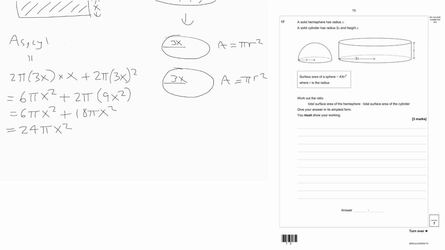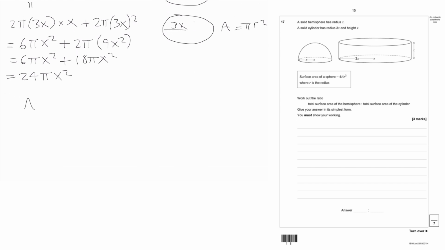So if we now compare the two, we have the surface area of the hemisphere compared to the surface area of the cylinder, we have 3 pi x squared to 24 pi x squared. So we can ignore the pi's and the x squareds. So we have 3 to 24, and we can just divide both of these by 3, and we get 1 to 8. So they exist in the ratio 1 to 8.